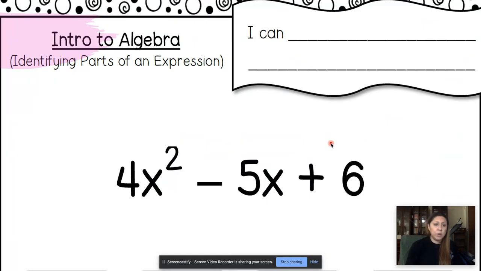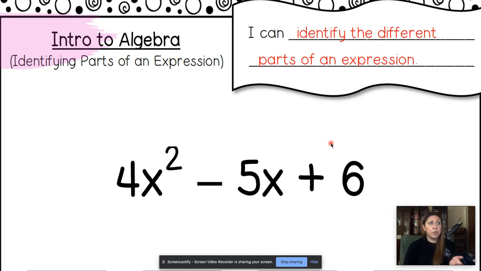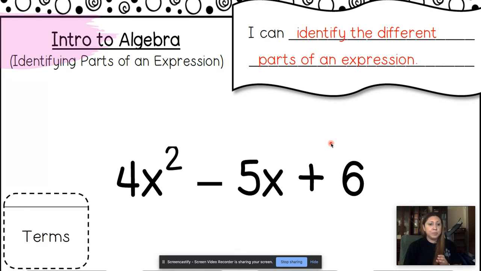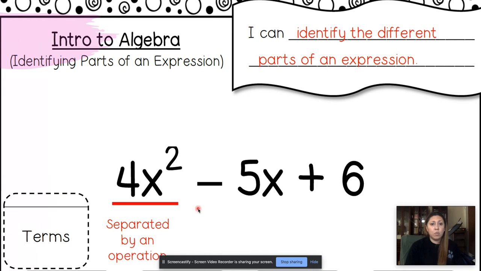So moving forward, intro to algebra. So the first, we're going to be covering how to identify different parts of an expression. So the first thing that we should talk about is terms. So terms are separated by operations. So that means that this piece right here and this piece right here are going to be separating our pieces in our expression or our terms. So we can count. We have 1, 2, 3 terms, and we know that because it's being separated by the subtraction and this addition. So we know we have 3 terms.